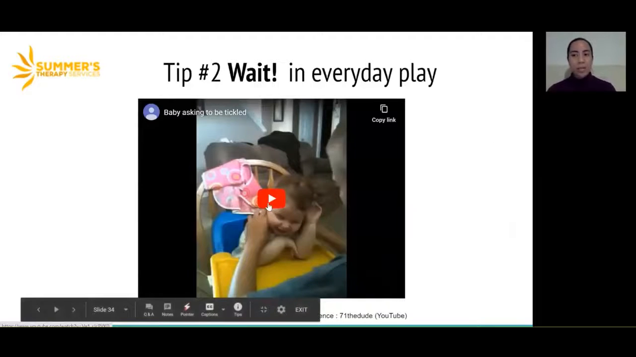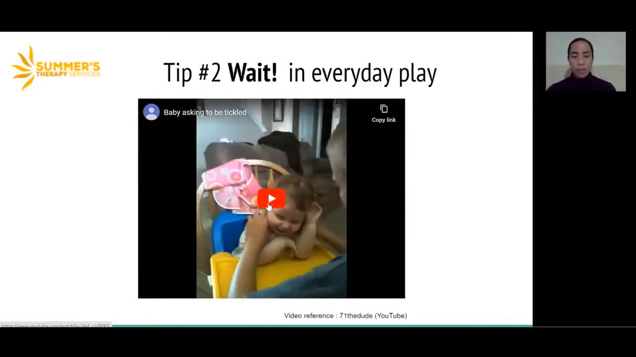So you can wait in everyday play. Here you will see in the beginning, the adult doesn't wait very long. And the baby just continues looking down, waiting to be tickled. And when the adult waits just a little bit longer, you see that magical moment where the child looks up and says, hey, what happened there?